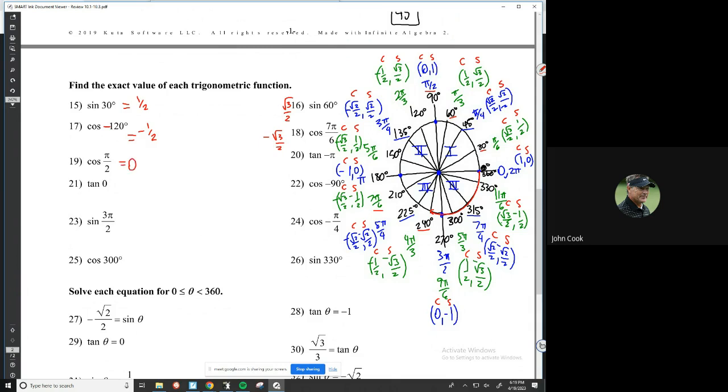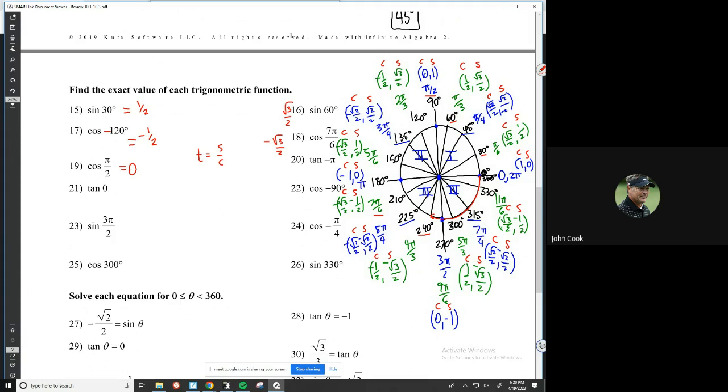All right, and then tangent of negative pi. Well, pi is 180 degrees, so it's going 180 degrees either way. Tangent is kind of weird because tangent is going to be the sine value over the cosine value. So you got to kind of remember that when you're calculating all this stuff. So if I take the sine value, which is 0, over the cosine value, which is negative 1, that just gives me 0 overall. So 0 would be my answer for that one.